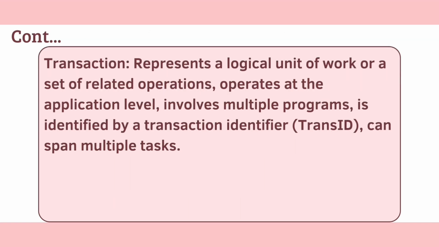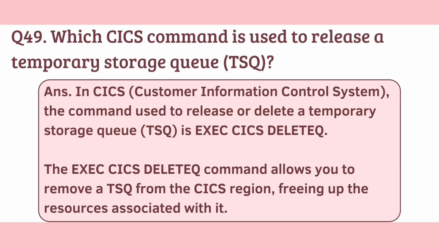On the other hand, transaction means a logical unit of work or a set of related operations, operates at the application level, involves multiple programs, is identified by a transaction identifier, that is trans ID, and can span multiple tasks. Tasks provide the execution context for individual programs, while transactions provide a higher level organizational structure for coordinating and managing application functionality within CICS.